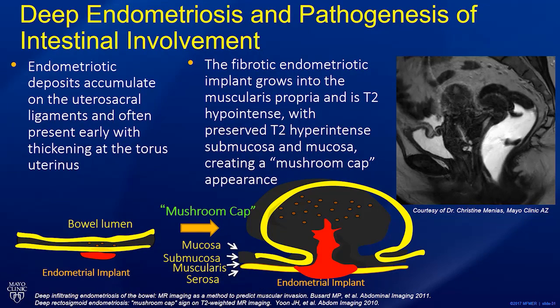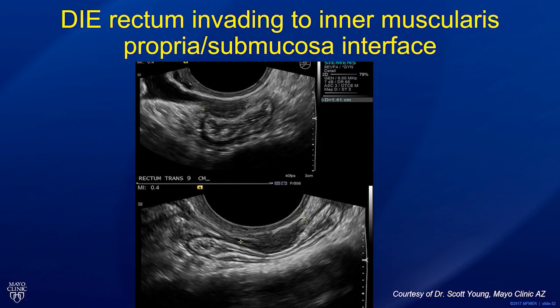And we see here on our sagittal T2 weighted imaging, a mushroom cap type lesion, exactly here with thickening of the uterosacral ligaments, fibrosis, slight posterior retraction of the uterus, and invasion of the rectum. And again, here's some corresponding ultrasound images showing the hypoechoic avascular lesions extending from those posterior uterosacral ligaments into the muscularis propria.